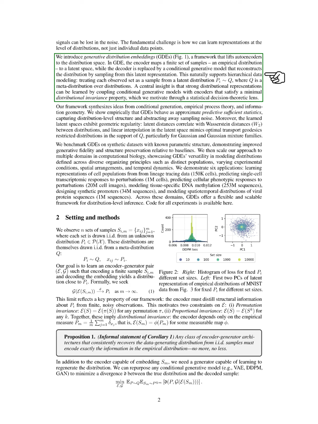Additionally, the latent spaces we learn show geometric regularity. Distances in this space correlate with Wasserstein distances between distributions, and linear interpolation in the latent space resembles optimal transport paths for distributions supported by the meta-distribution, especially for Gaussian types.